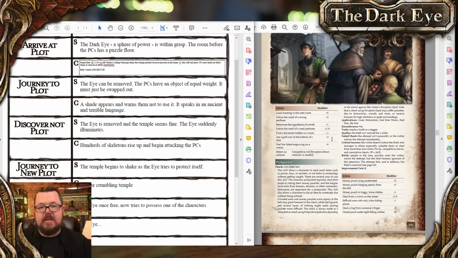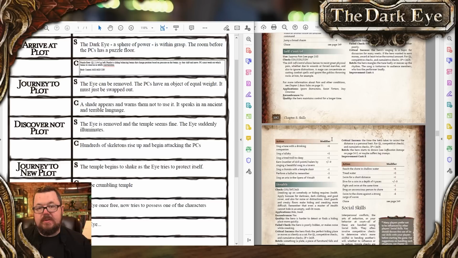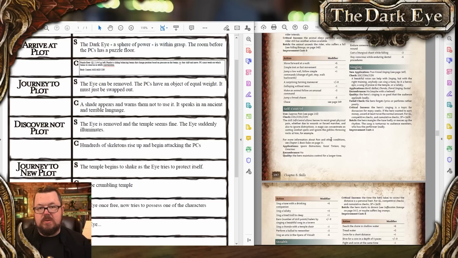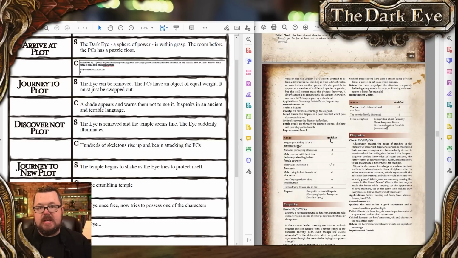No, I don't think it's perception. I don't think perception is useful here. I think we can use that later on. Self-control. Control. Ignore distractions, resist torture, stay conscious. No, we don't need that. It's not a stealth check. It's not a disguise. Not etiquette.